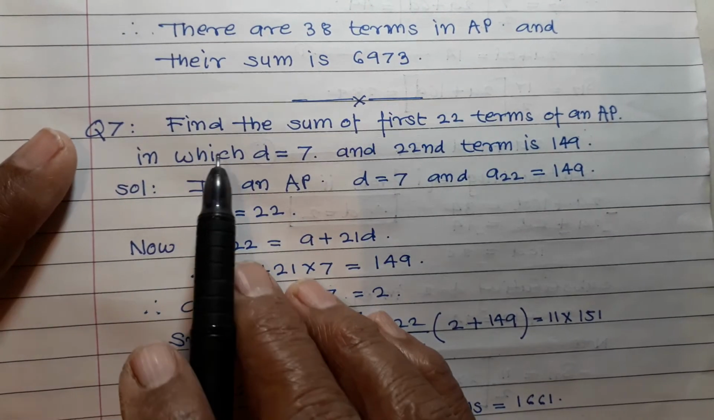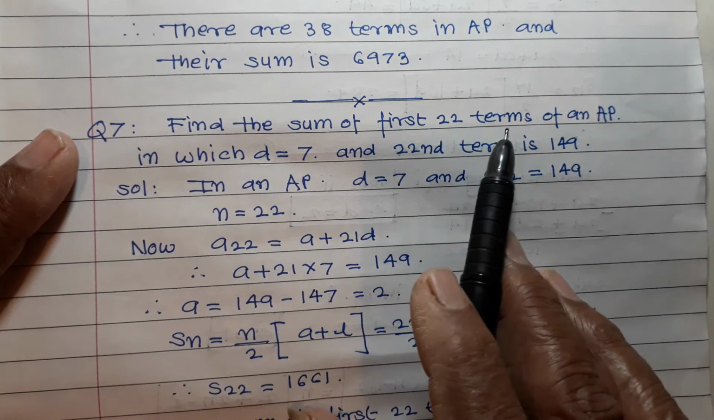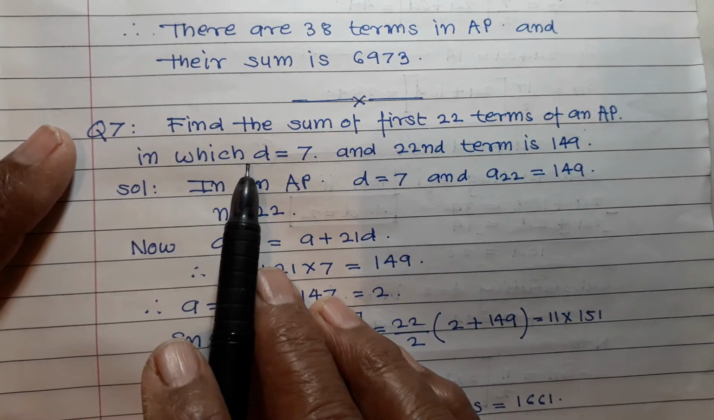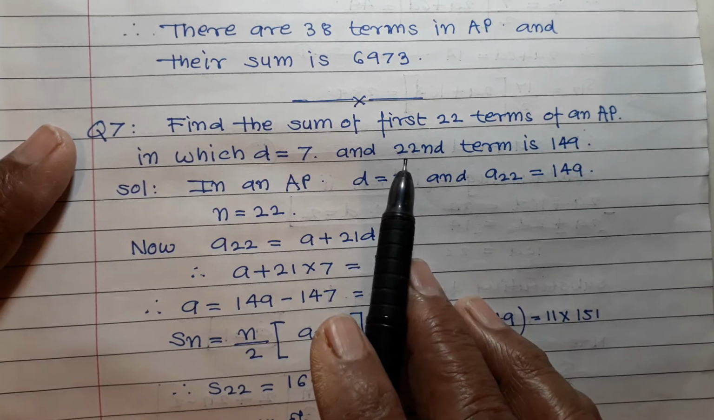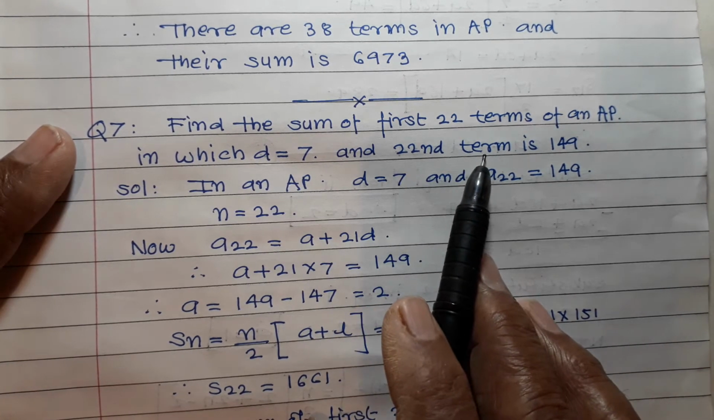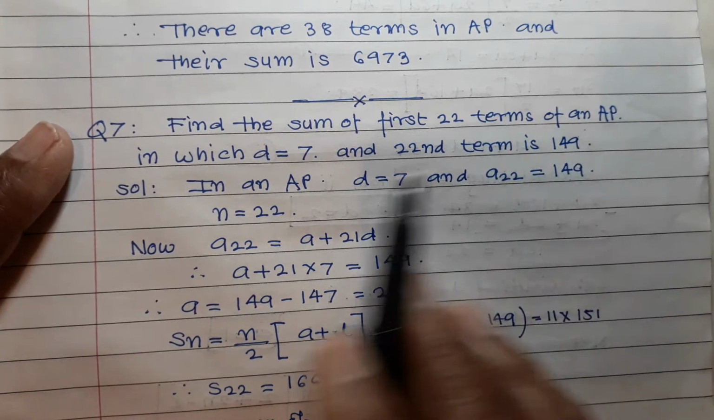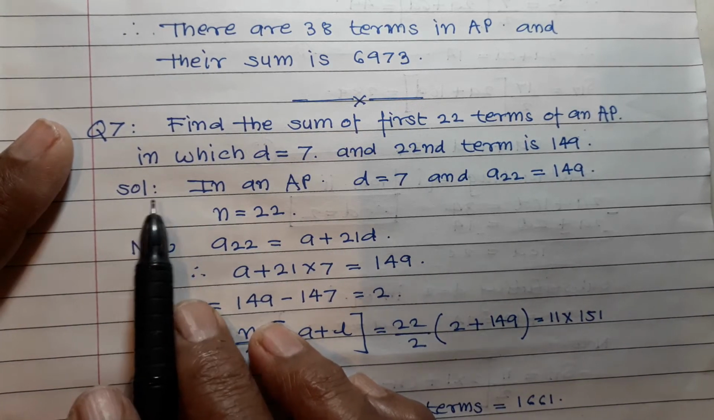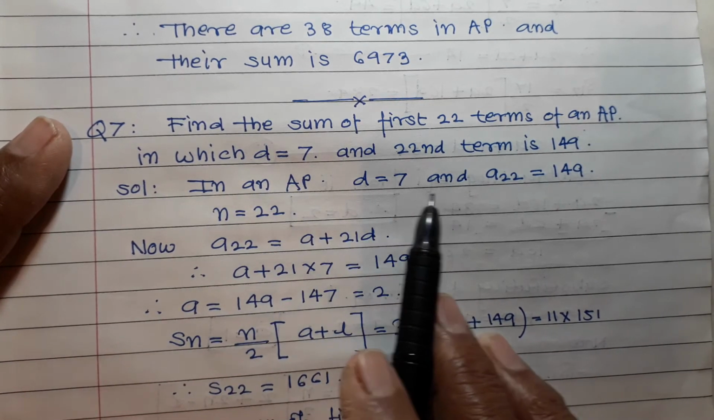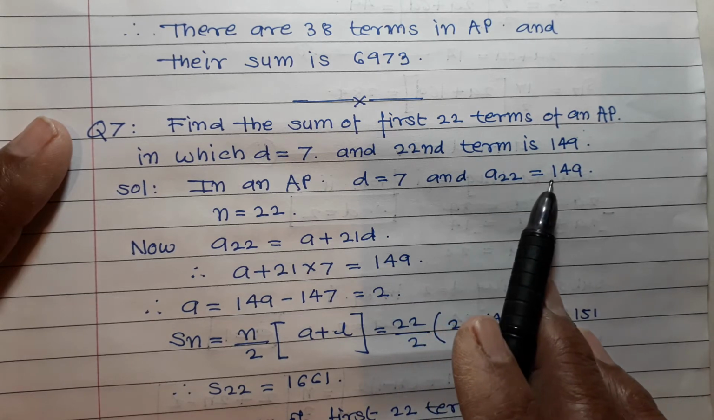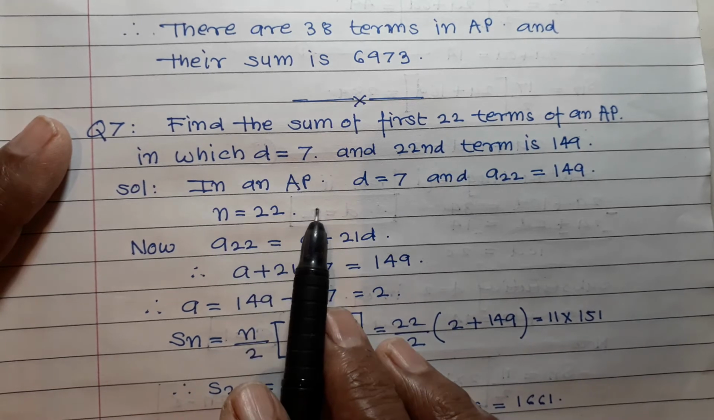Question number 7. Find the sum of first 22 terms of an AP in which d is equal to 7 and the 22nd term is 149. Okay. Now solution. In an AP, d is equal to 7, a_22 is equal to 149 and n is equal to 22.